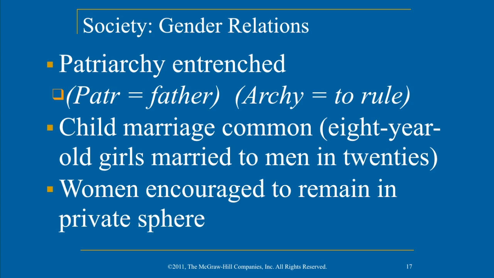Child marriage was common. Eight-year-old girls were married to men in their 20s. Now, you might think of this as being kind of icky. Many times, people during this time did not consummate or have sex with their brides until they were of mature enough age to be able to procreate or have babies. And this practice was more a societal practice, more about entrenching family relations, making sure that people were set up.